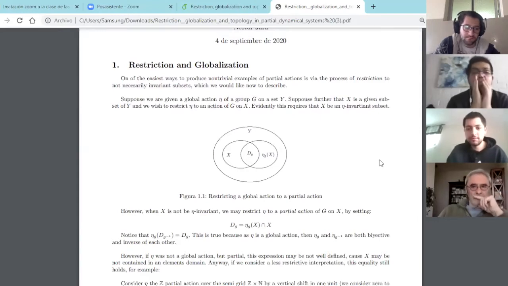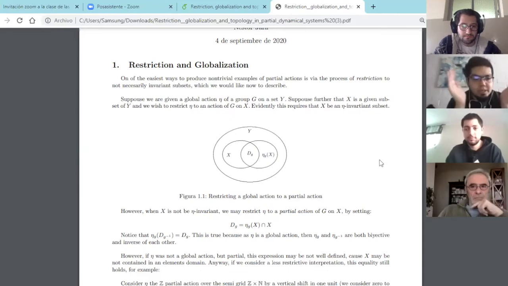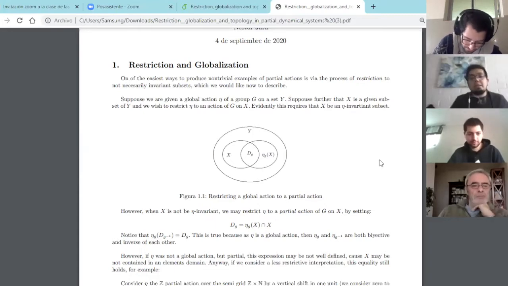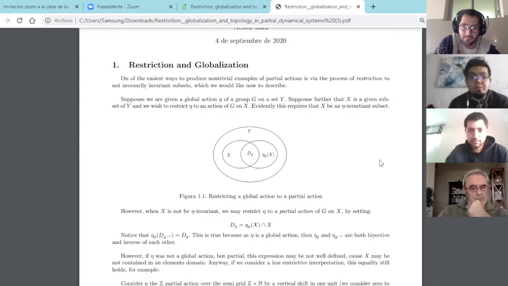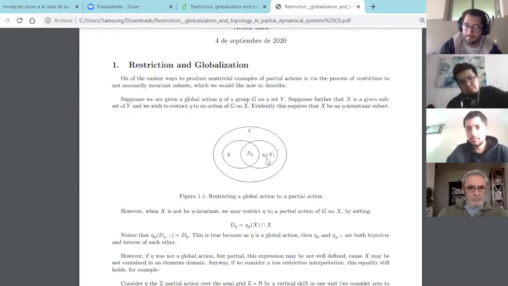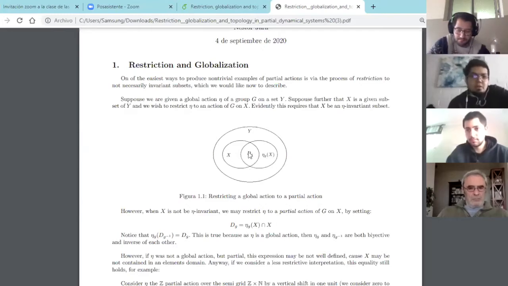As we see here, and this is what Marius actually said last time, in order to build a partial action, it's enough to consider a global action and restrict it to a domain that may not be invariant via the action. As we see in this figure, we have X here, and if we act with a global action eta, the image may escape, and so these are the only elements that we would like to preserve.